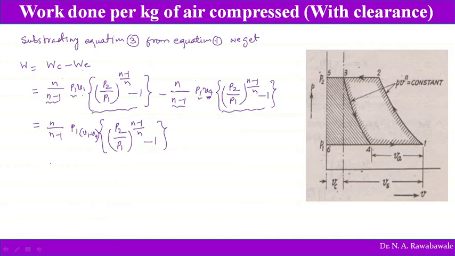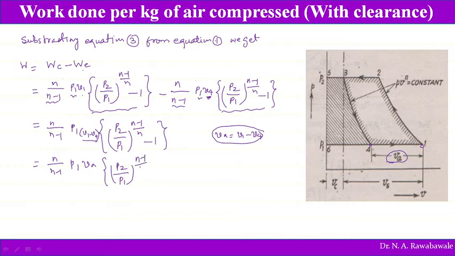So now what we can see here, n divided by n minus 1 as it is, P1 as it is. Now V1 minus V4 is nothing but VA, actual volume of air taken, equal to V1 minus V4 from PV diagram. Therefore we can write in place of V1 minus V4 as VA, in bracket P2 divided by P1 to the power of n minus 1 divided by n minus 1.